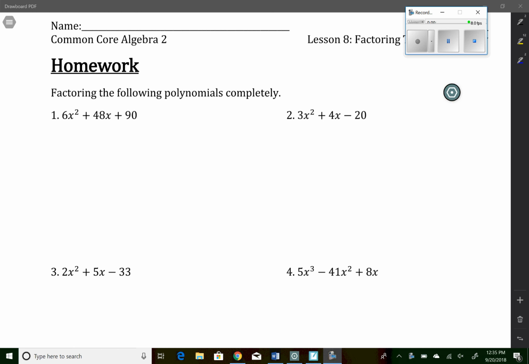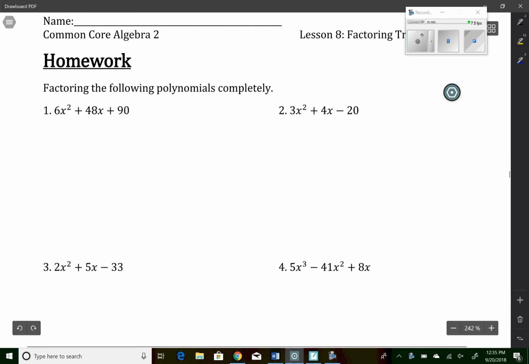So when we're factoring trinomials, we want to make sure that we're looking for a GCF first. So number one, I see 6, 48, and 90 definitely has a GCF. There's a GCF there of 3. So if I divide out 3, I'm left with 2x squared plus 16x plus 30. Actually, there's a bigger GCF than that. 6 actually goes into all of those.